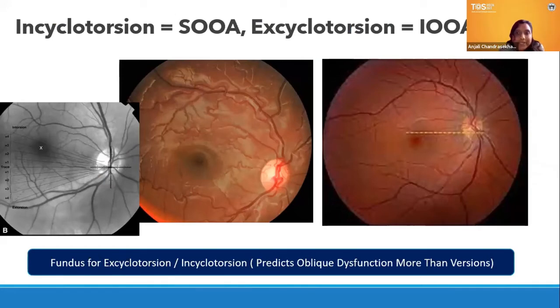The very important aspect to note is in the fundus examination, to look for excyclotorsion and incyclotorsion. Incyclotorsion is because of superior oblique overaction. Excyclotorsion is because of inferior oblique overaction. Sometimes, even more than versions, the torsion of the fundus gives us a clue that there is a pattern.